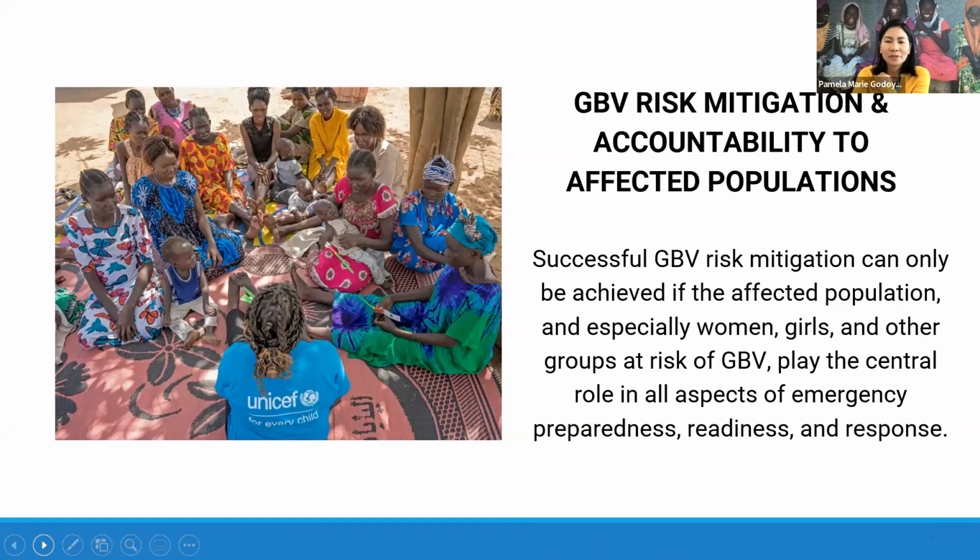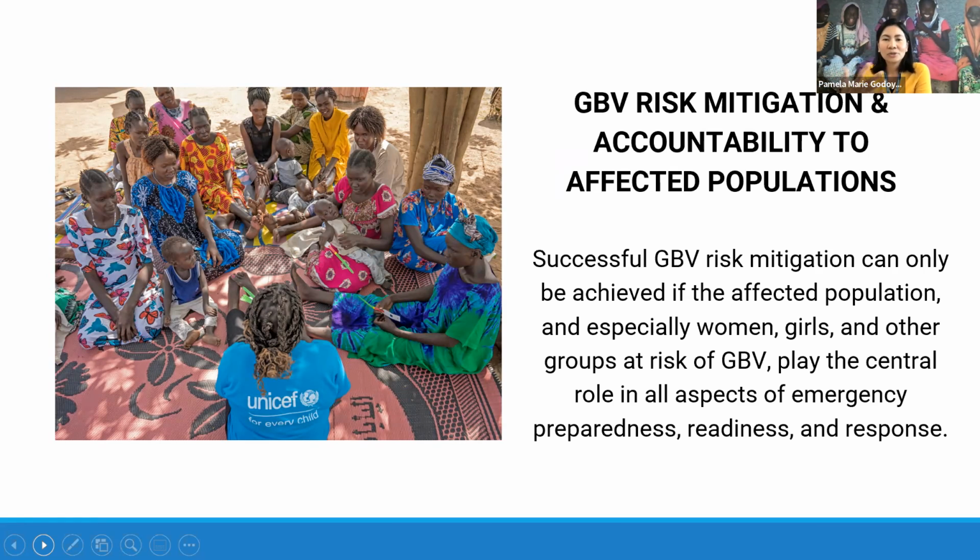In terms of GBV risk mitigation and linkages to accountability to affected populations, AAP is also central to the work of GBV risk mitigation and vice versa. Successful GBV risk mitigation can only be achieved if the affected population, especially women and girls and other groups at risk of gender-based violence, play a central role in all aspects of emergency preparedness, readiness, and response.